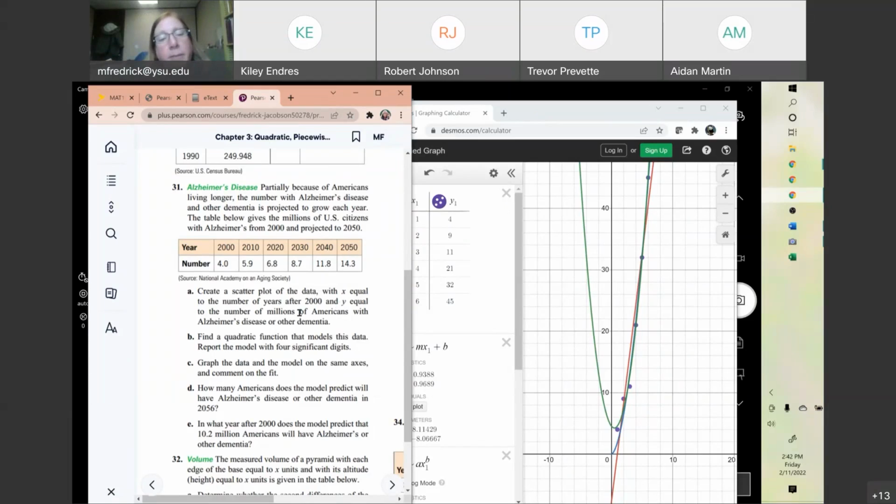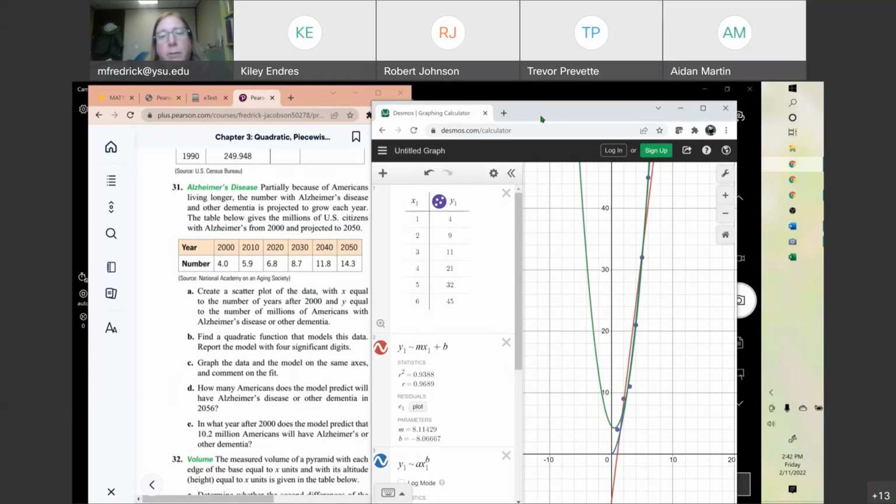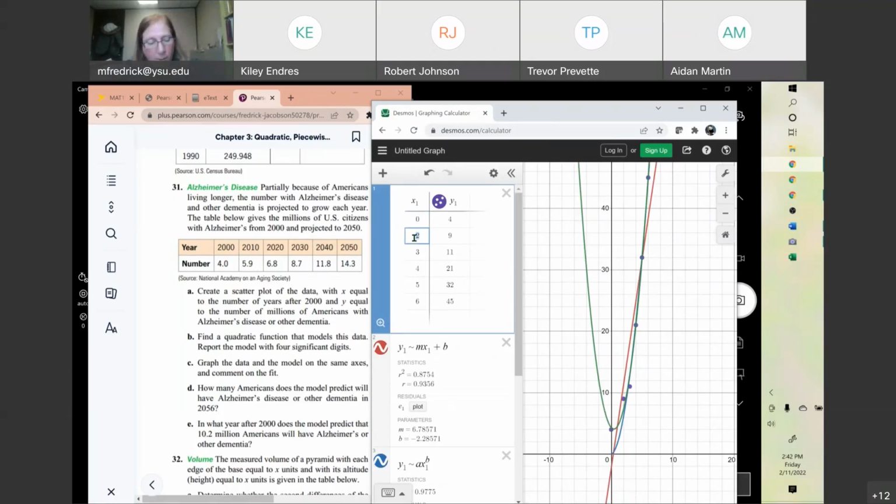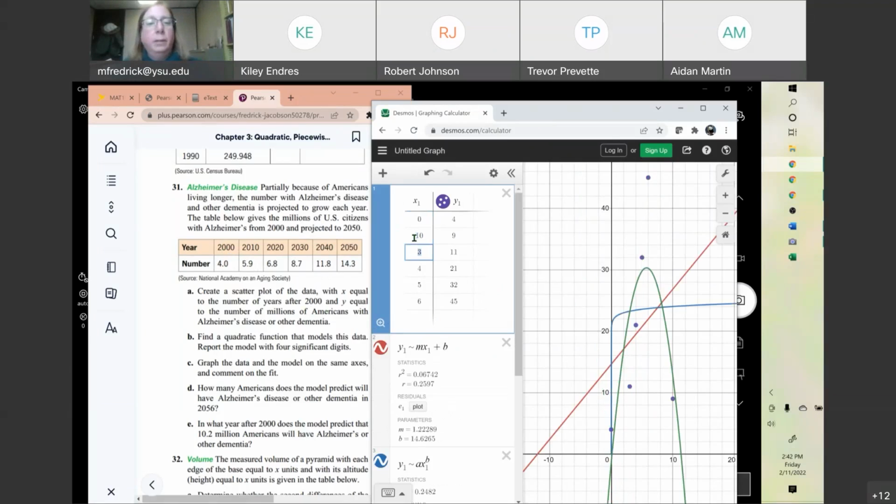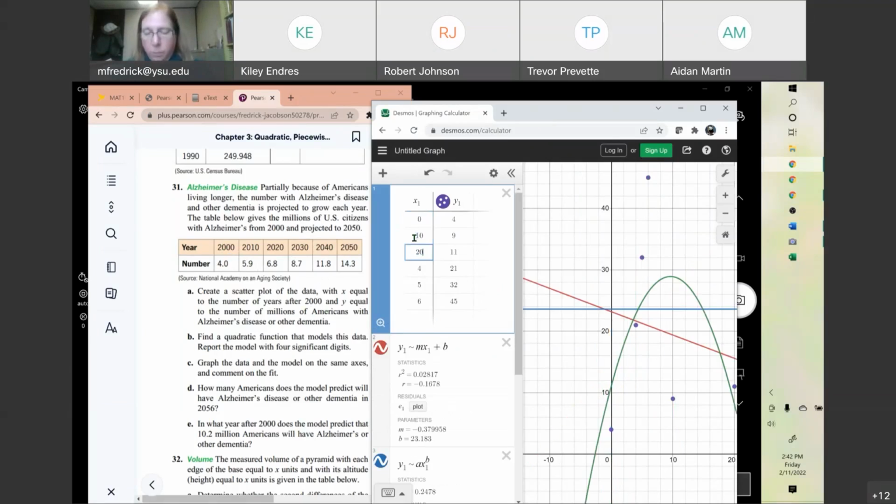to the number of millions of Americans with Alzheimer's disease or dementia. So X is the number of years after 2000. So when we go to graph it, the first one is 2000 for the year. X is the number of years after 2000. Well, that would be 0. That's our starting point. The next one is 2010. That would be 10 years after 2000. So you're just subtracting 2000. So this would be 10. The next one is 20, because it's 20 years after. And then 30, 40, and 50.